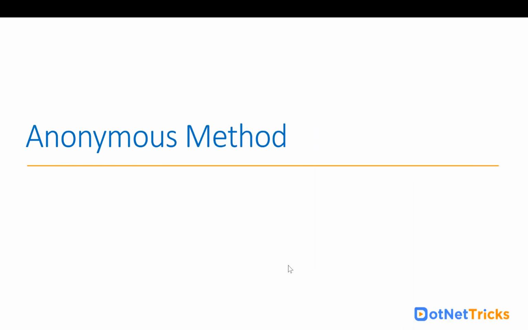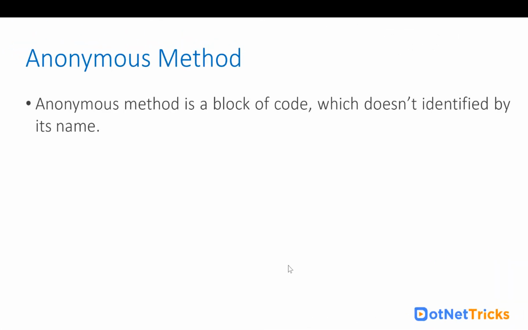Anonymous method in C#. Now let's understand what an anonymous method is in C#. An anonymous method is a block of code which is not identified by its name. It means when we are declaring an anonymous method, anonymous means a method which does not have a name, and this is known as the anonymous method.